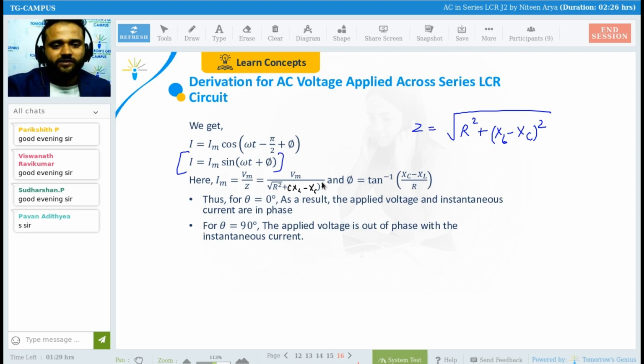Instead of doing this again and again, thus for theta equals 0, the applied voltage and instantaneous current are in the same phase. In phase means same phase. For theta equals 90 degrees, the applied voltage is out of phase with the instantaneous current. Is this clear, everyone? So the main thing is this Im, which is Vm by Z. Z is this, theta, and phi is this.